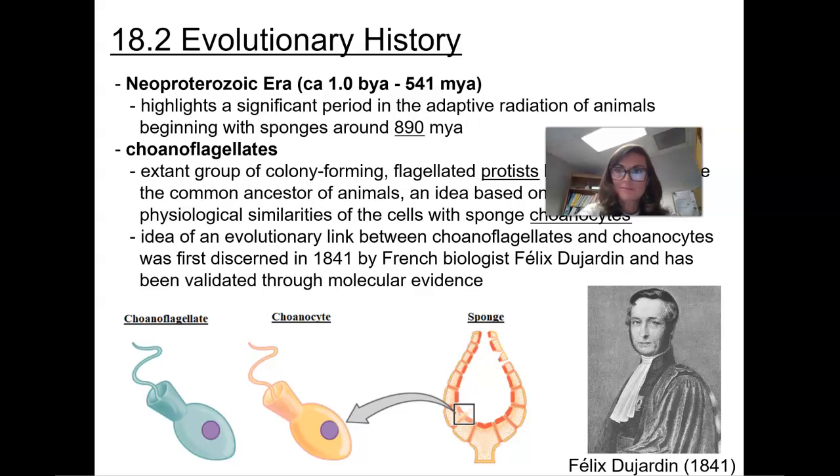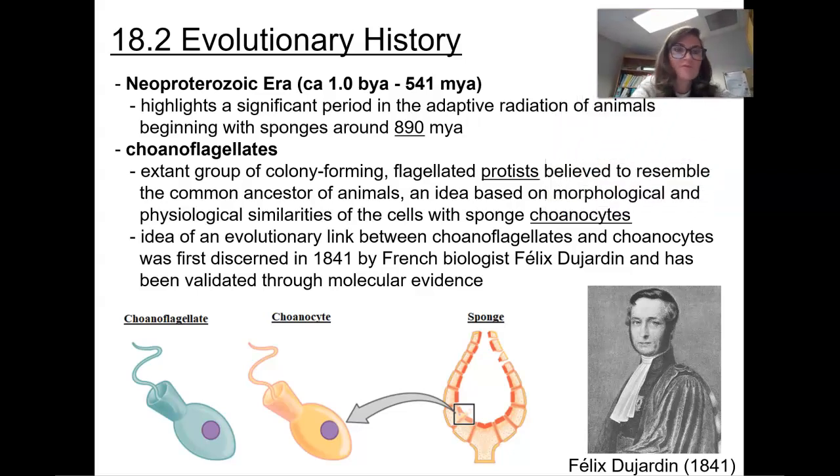Hi, today we're picking up where we left off with the Neoproterozoic era. This is going to be from about 1 billion years ago to about 541 million years ago. This is going to highlight a significant period in the adaptive radiation of animals.